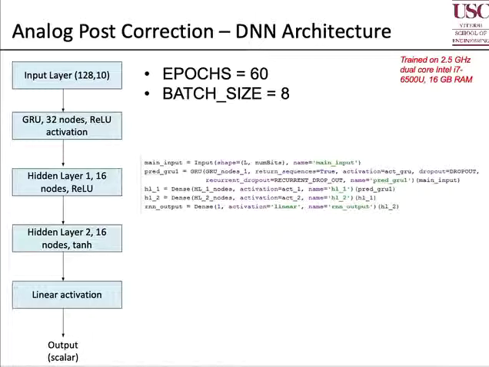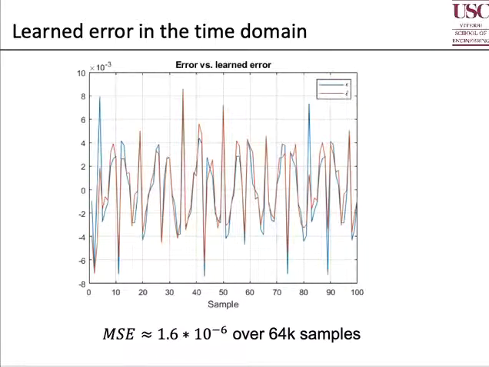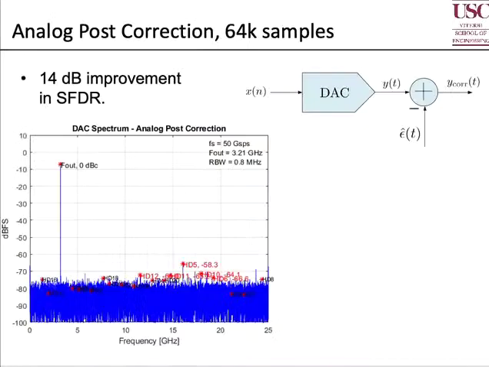So that's why the input layer is 128 by 10. We go through 32 nodes GRU, a couple hidden layers, a linear activation to get an output scalar, which is hopefully close to that error term that we're trying to learn. So after we train this over 60 epochs with a batch size of 8, we can plot the true error versus the learned error, epsilon versus epsilon of t. So the true error is in blue and the learned error is in orange. So it looks pretty good. The first 100 samples anyway. It has a low mean squared error over 64K samples.